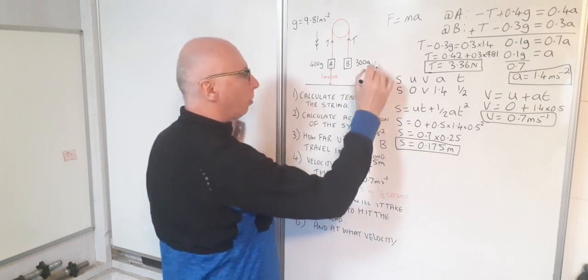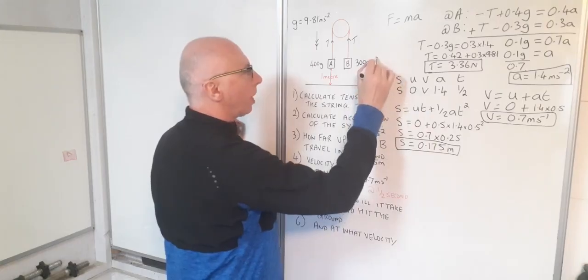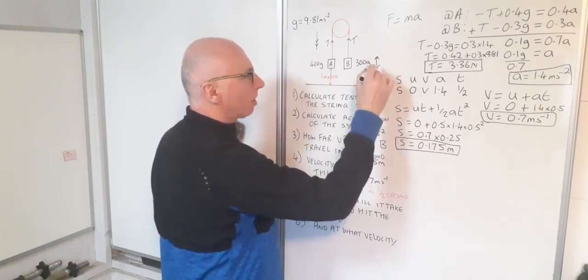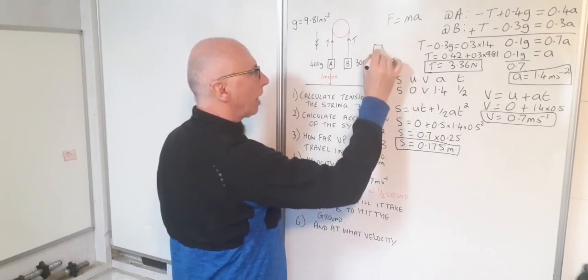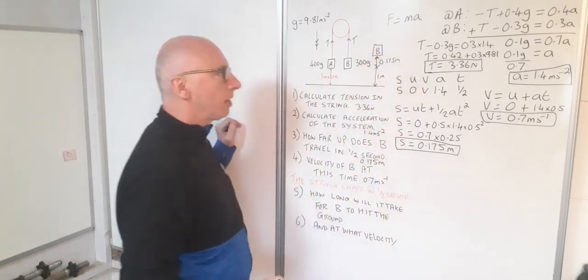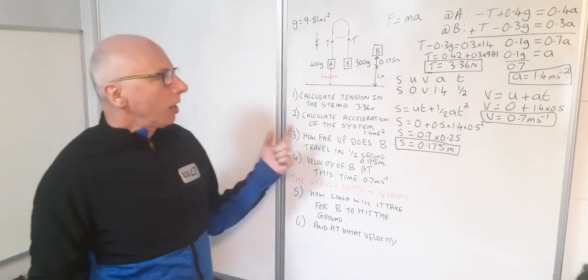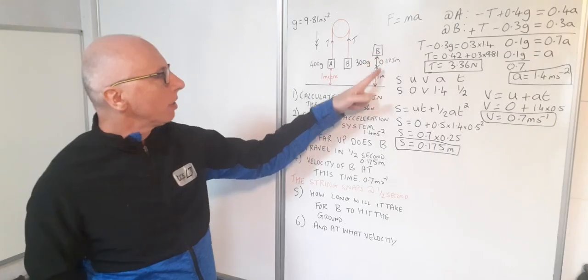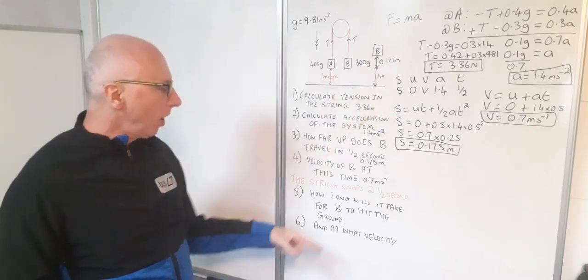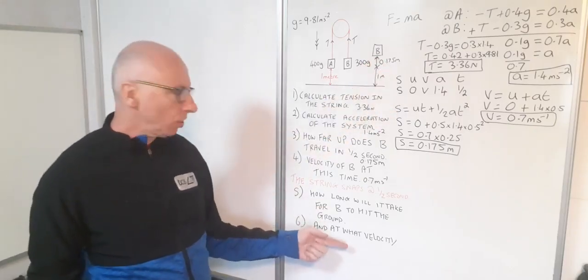B's gone up by 0.175, so it's gone up by a little bit more. Obviously this is not going to be to scale, but we can see what's happening. And my block B now, as at this point. So if I'm going to set up some new SUVAT equations, my new distance is going to be 1.175. That is the distance that it's going to travel.